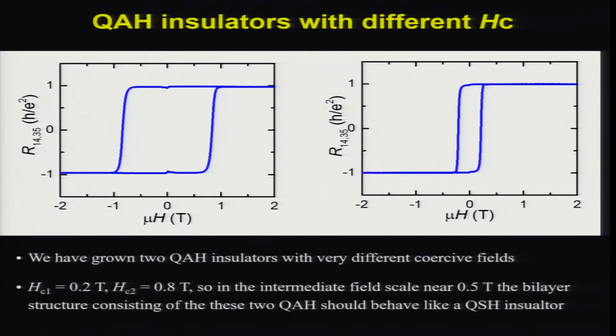So this is the data my students sent me after I arrived in Singapore. So these are two quantum anomalous Hall insulators with very strongly different coercive fields. This one has a coercive field around 0.2 Tesla, but this one has one as large as 0.8 Tesla. And they both show very nice quantum anomalous Hall effect. So we believe if we make a double-decker, this bilayer of these two systems, in the intermediate field range, such as around 0.5 Tesla, we should be able to see the quantum spin Hall effect, and we did.